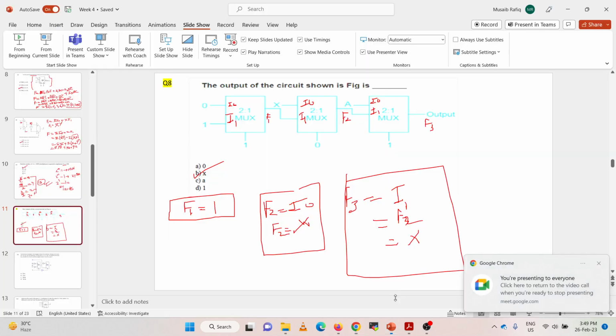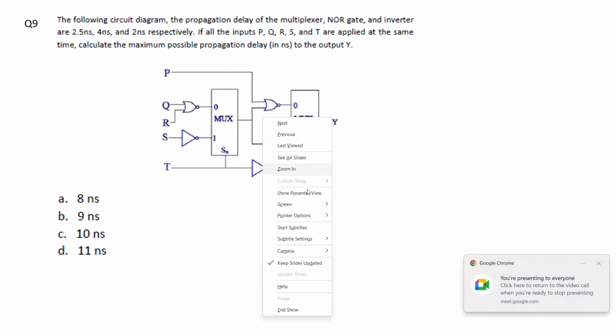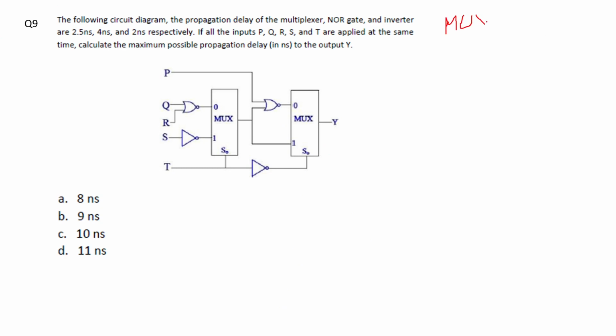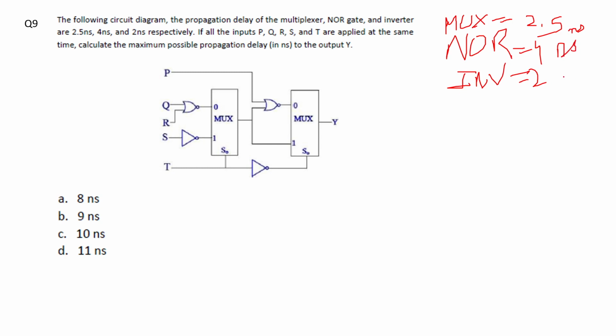So let me just show the next question. In this question, the following circuit diagram, the propagation delay of the multiplexer. So let's write the individual delays here. The propagation delay of mux is 2.5, the propagation delay of NOR is 4, and the propagation delay of inverter is 2, and all of them are in nanoseconds. Don't forget the units. I know this is objective type, but you should never forget the units. All the inputs P, Q, R, S, T are activated at the same time. So we need to find the maximum possible propagation delay in nanoseconds to the output Y.